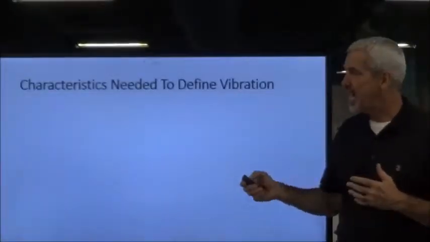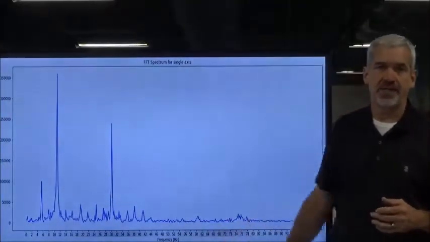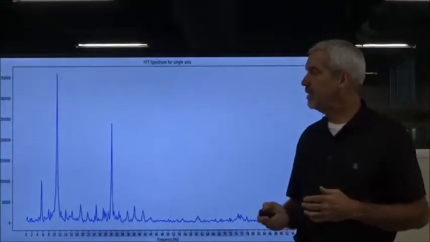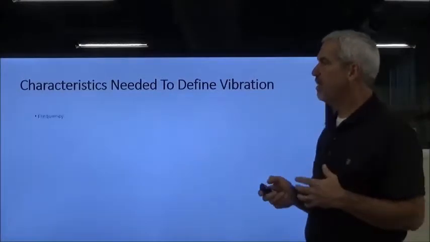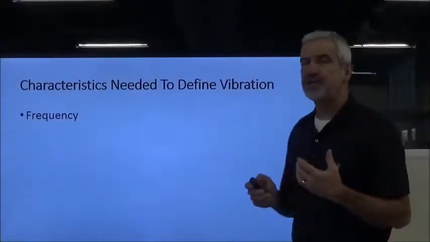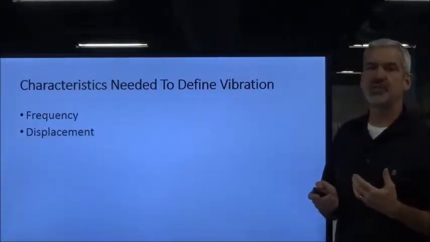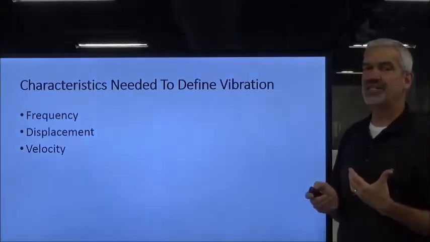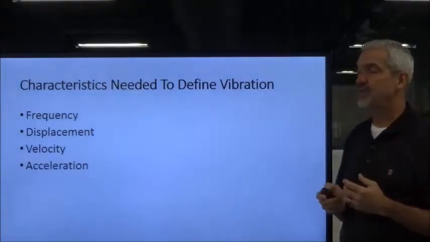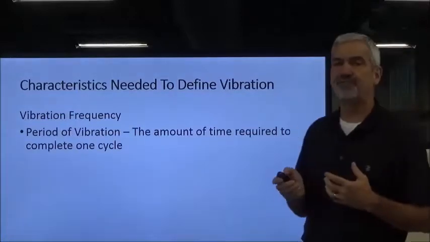There are some characteristics behind these spikes that the data collector will take a look at, and we're going to look at each one of these. The first one is frequency. The next one is displacement. Then we're going to look at velocity, or the speed, and then also acceleration. All right, so let's look at frequency first.